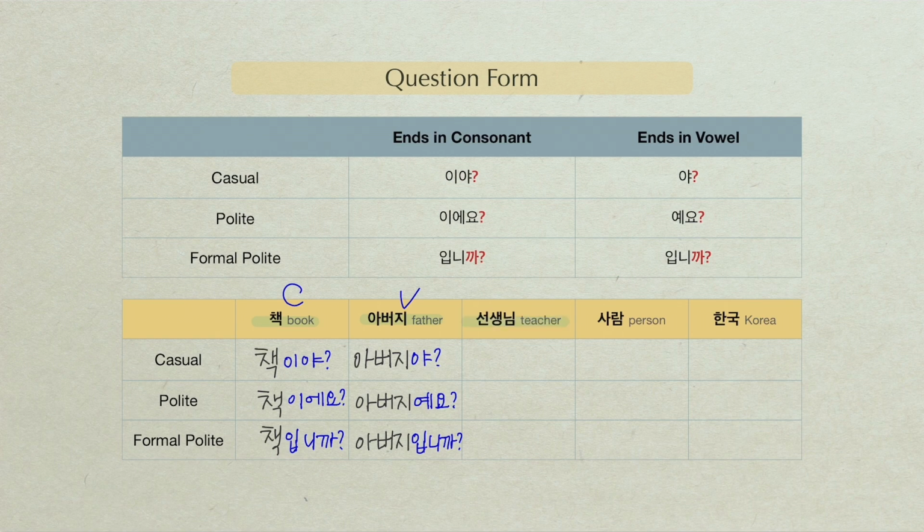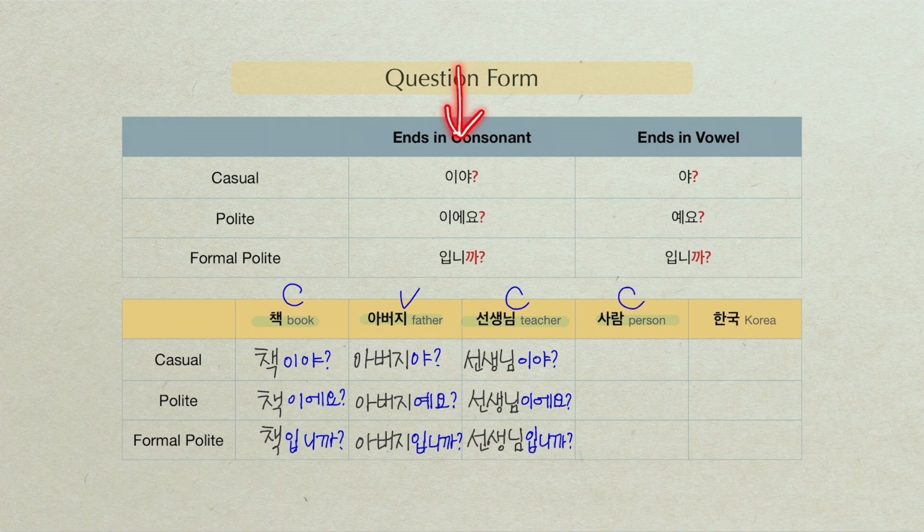선생님. 선생님 ends in a consonant. So casual, 선생님이야. Polite, 선생님이에요. Formal polite, 선생님입니까? 사람. 사람 ends in a consonant. Casual, 사람이야. Polite, 사람이에요. Formal polite, 사람입니까?